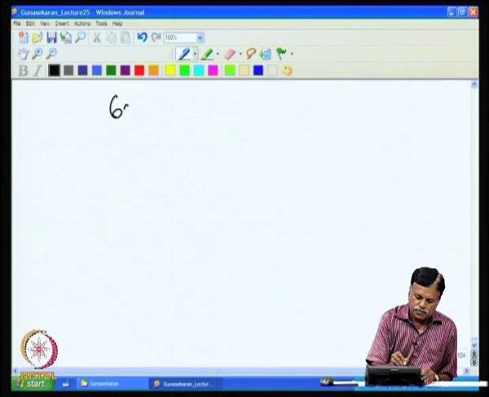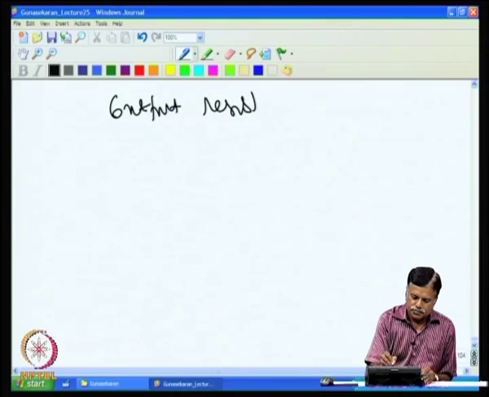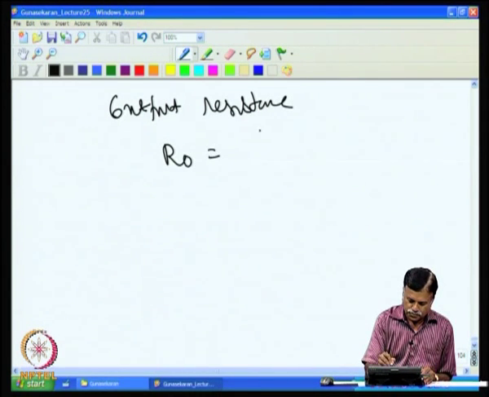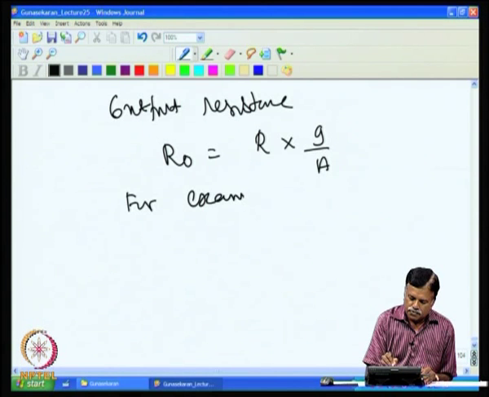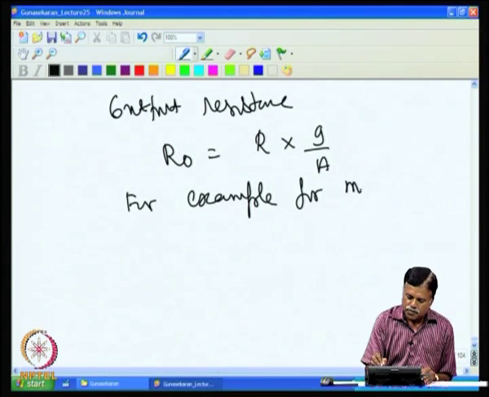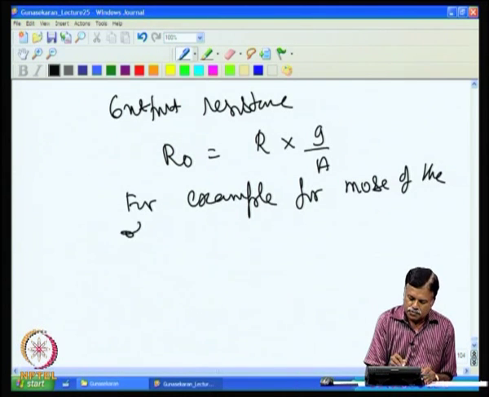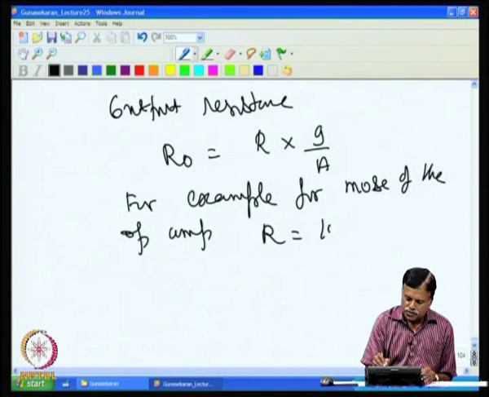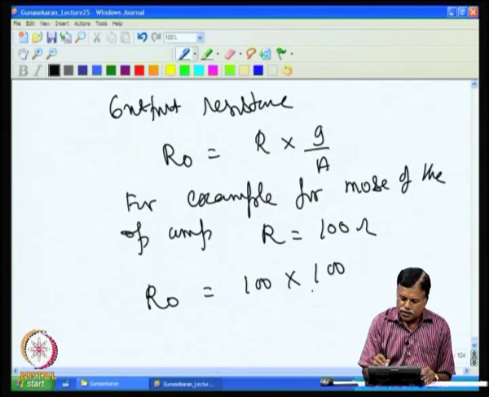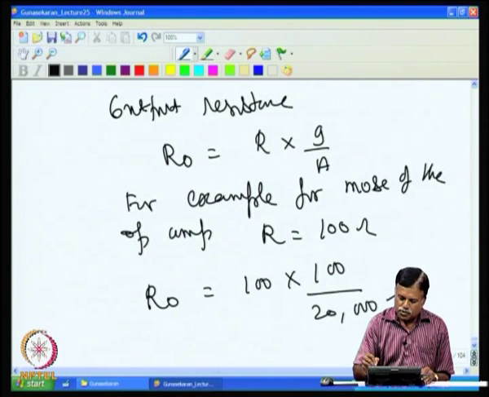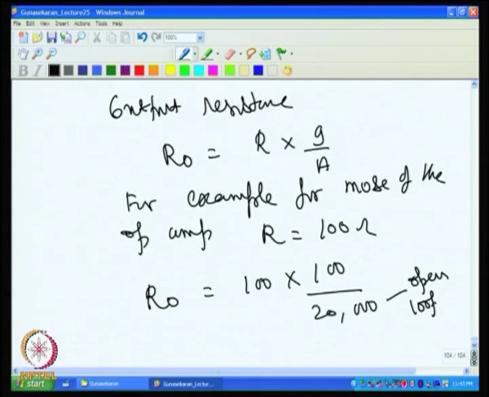So the output resistance R0 is R into G by A. For most op amps, R is equal to 100 ohms. So what does R naught come to? For example, if it is 100 ohms, and I have a closed loop gain of 100 and an open loop gain of 20,000, this is the open loop gain, this is the closed loop gain, and this is the internal resistance of the op amp.